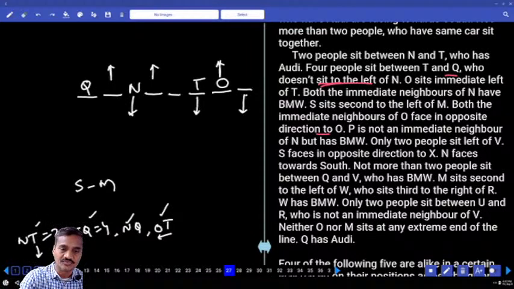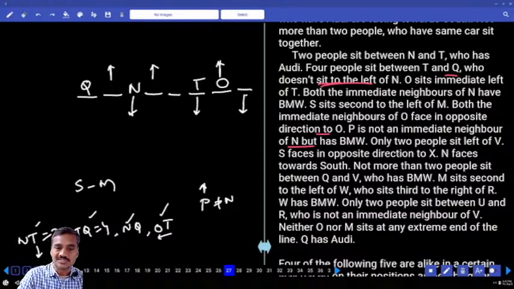1, 2, 3, 4, 5, 6, 7, 8. Then opposite to P is not an immediate neighbor of N, but has BMW. That means P is facing towards north, and P is not an immediate neighbor of N. Clear? P is not an immediate neighbor.